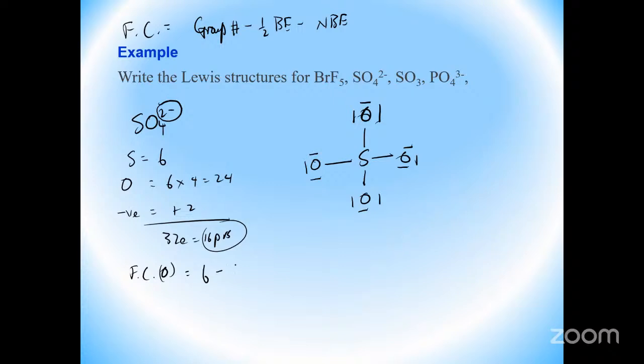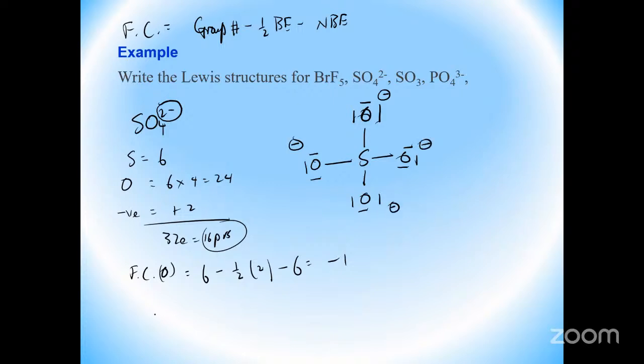So what's the formal charge calculation for oxygen? 6 minus half of 16. Nope. 2 bonding electrons. Each oxygen has 2 bonding electrons, all right? Minus the number of non-bonding, which is what? For each oxygen, 6. That is equal to -1. So each oxygen will have a -1 charge.